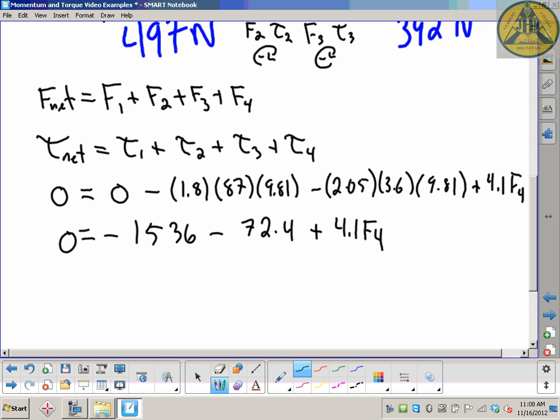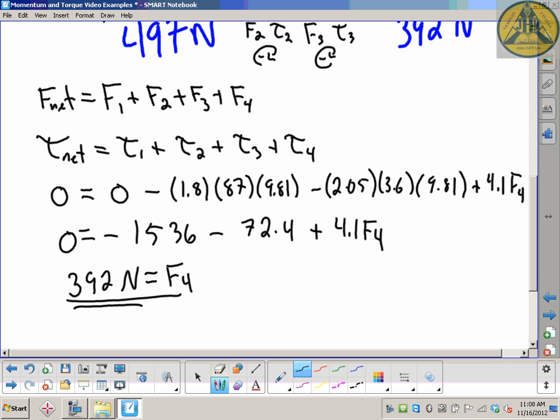All right, so just rearranging carefully and solving. We have 1536 and 72.4 divided by 4.1. We get 392, which is good. That's what we're supposed to get. It's our upward force on the right.